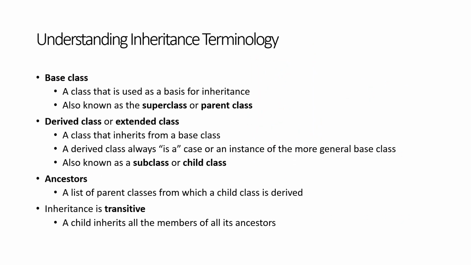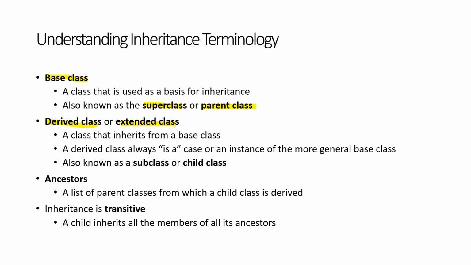so just some terminology that we need to get our heads around. So we've got what we know as the base class. So this is the class that is used as a basis for inheritance. We can also call this class the superclass or the parent class. And I'm going to explain why. And the classes that inherit from the base class, and in our example, the employee class, those are the derived classes or the extended classes.